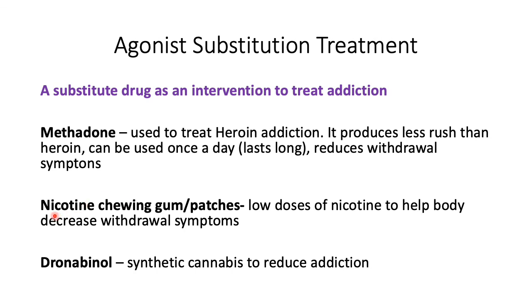Another one is nicotine chewing gum, which has lower doses of nicotine to help the body adjust to the decrease in nicotine. Another one is called dronabinol, which is a synthetic cannabis to reduce addiction. It's just another form of cannabis to help a person have fewer and fewer cravings over time.